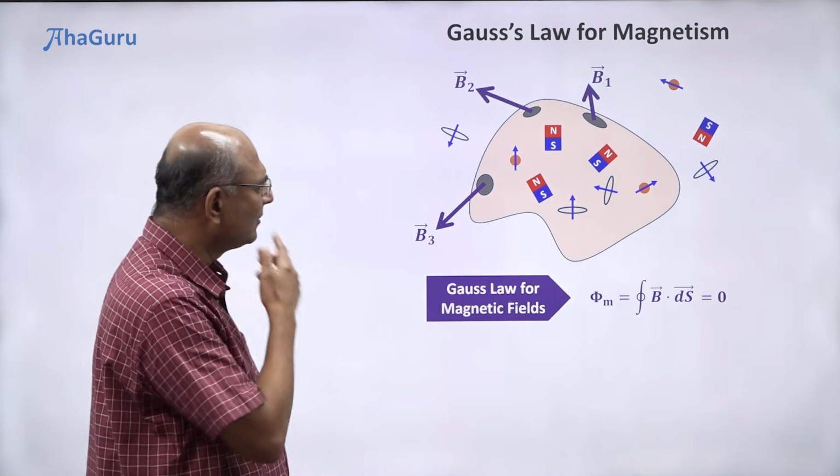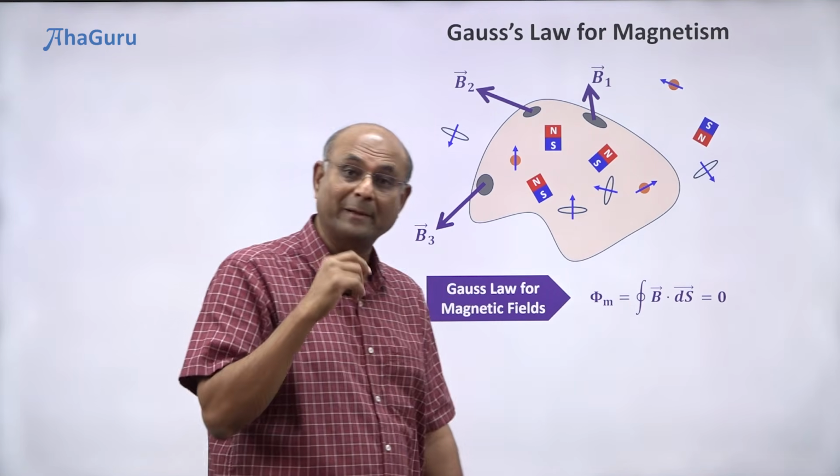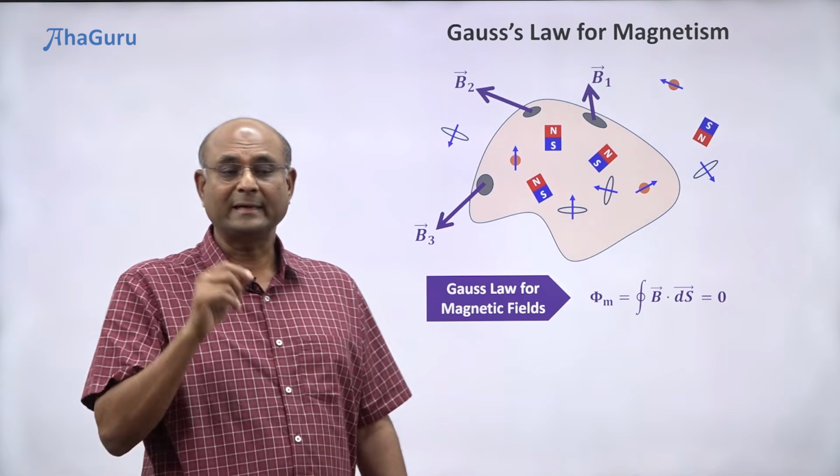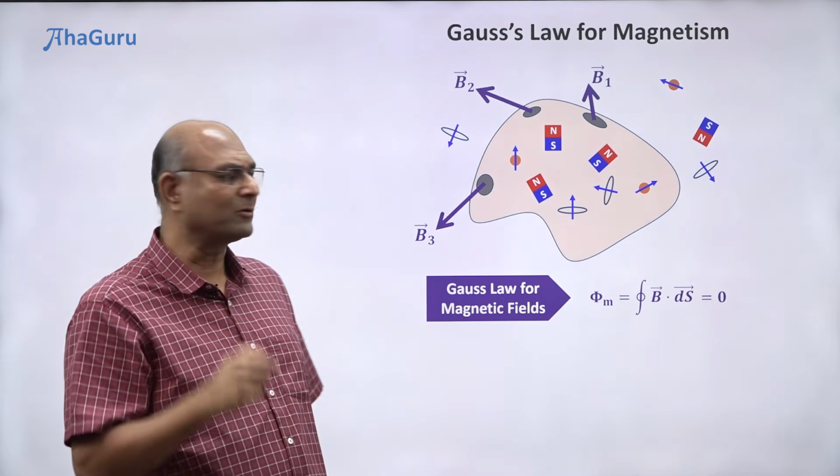It is 0. For electric charges, it said that integral E dot ds was q inside by epsilon naught. But now it is saying the integral for B dot ds is 0. Why would it be 0? Let us think about that.